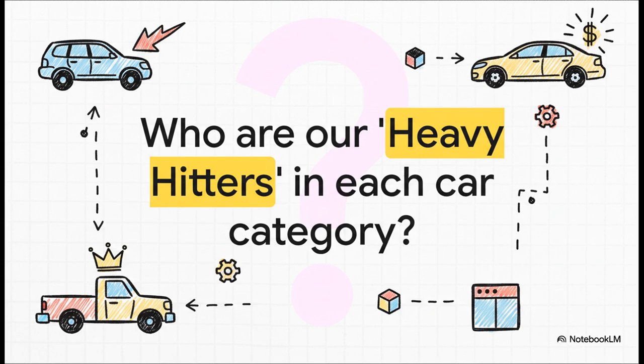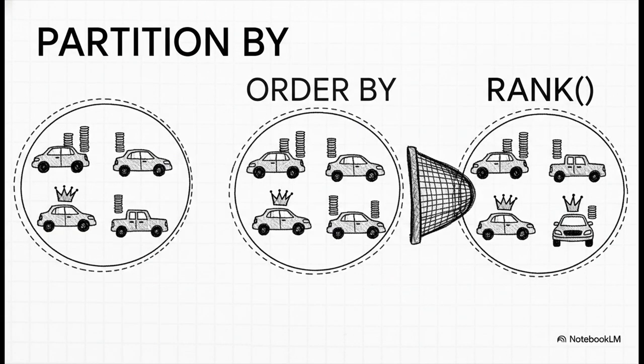Let's make this real with a business challenge. Imagine your manager comes to you and asks, for each type of car we insure, SUV, sedan, truck, what was the single largest claim we had to pay out? This is the perfect job for a ranking window function. And here's the code that solves it.